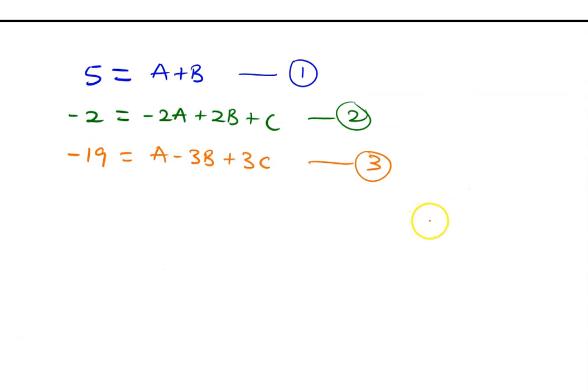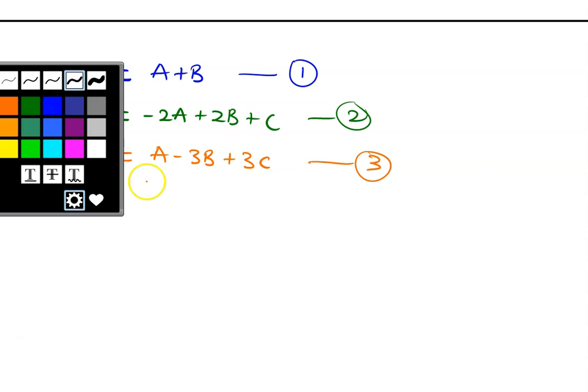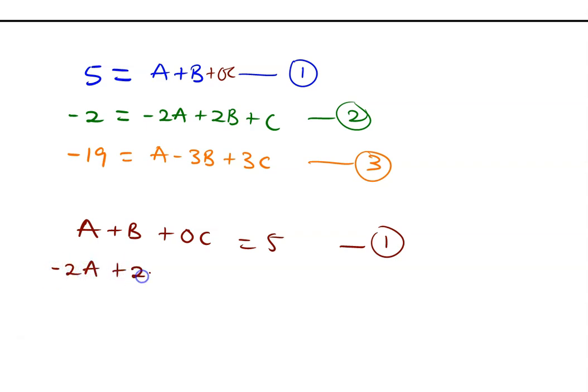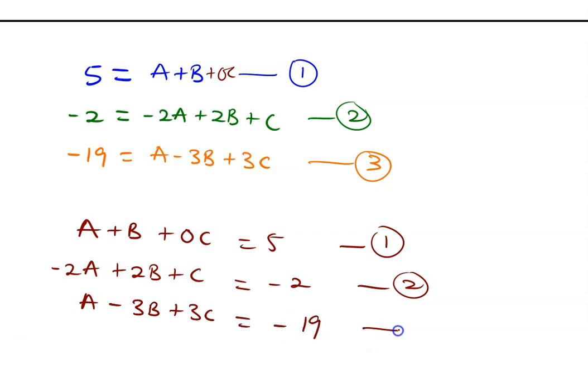So with this one, I don't need to worry myself solving this again. I can just rewrite them very well and use the calculator. If I'm using the calculator, I need to rewrite them properly, that is, I need to introduce plus 0c here, so that all the variables will show. So I have a plus b plus 0c is equal to 5. That was equation 1. And I also have minus 2a plus 2b plus c is equal to minus 2, and that will be equation 2. Then I have a minus 3b plus 3c is equal to minus 19, and that is equation 3.